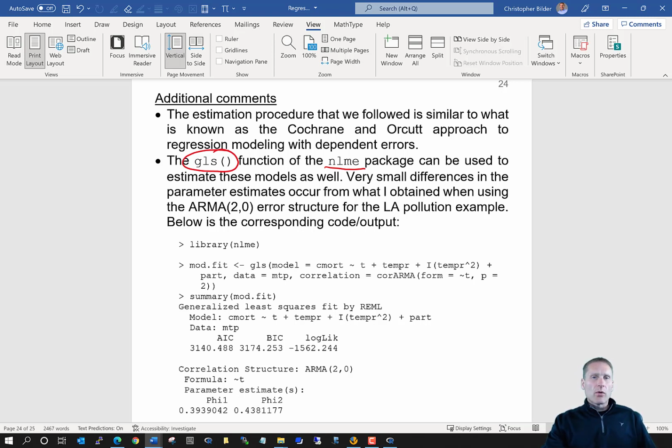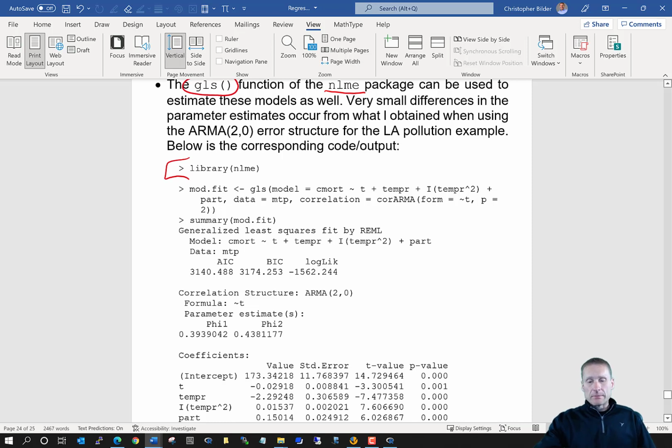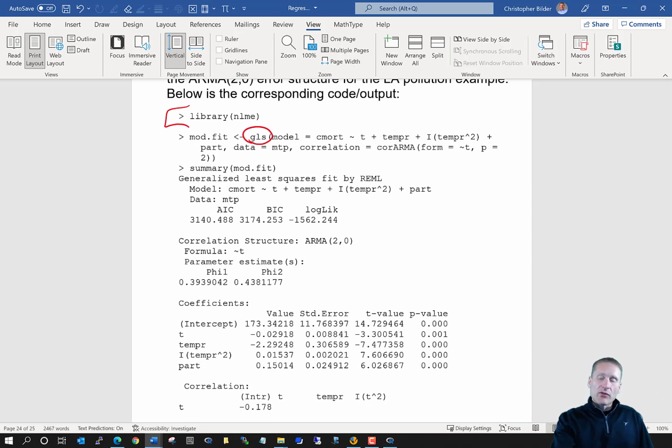But real briefly, I think it's worthwhile to show you what this other function looks like, what it can do, and so on. So I need to indicate that I'm going to use the nlme package, which stands for Nonlinear Mixed Effects. gls stands for Generalized Least Squares. I'm going to put the results from estimating this model into mod.fit, and this is with the LA pollution data. This code is actually in my corresponding program. Then, instead of a formula argument, I have a model argument to specify the formula for the corresponding model, and I use the same syntax otherwise for that.